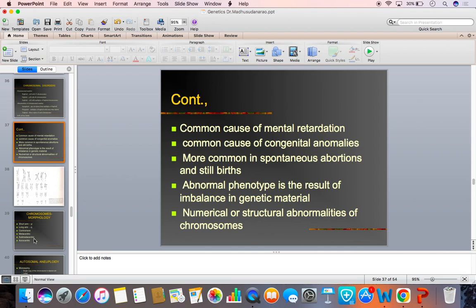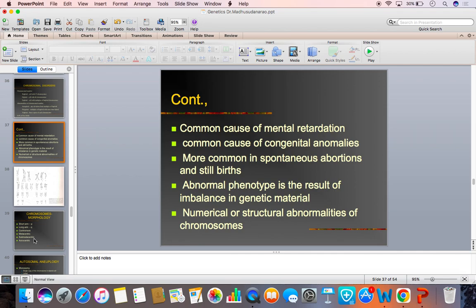Common causes of mental retardation. Chromosomal aneuploidy is a common cause of mental retardation. Common cause of congenital anomalies. More common in spontaneous abortions and stillbirths. Abnormal phenotype is the result of imbalance in genetic material. Okay?